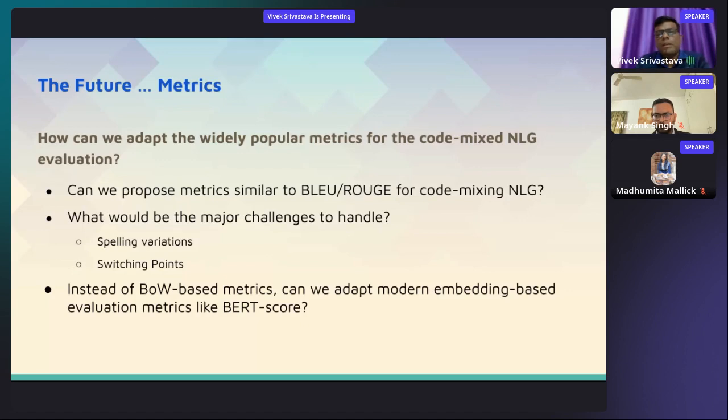So again, we have popular metrics like BLEU and ROUGE. We saw that they don't perform well for code mix NLGs, and there are several reasons for that. Spelling variation is there, switching point is there. People have tried to propose metrics which are again bag of words based, but we don't really adapt the modern embedding based evaluation metrics like BERTScore, and so on, for the code mixing setup. So we need to really see where it can go, and how we can leverage the modern architectures to address the problem of code mixing.